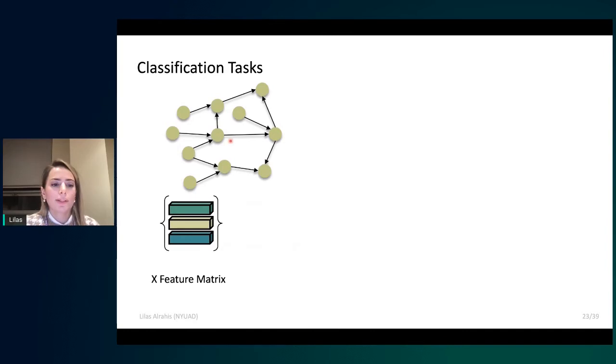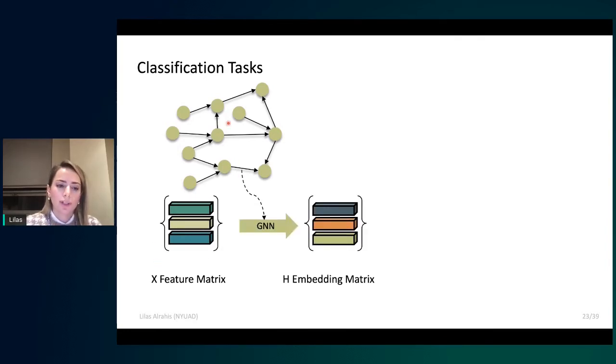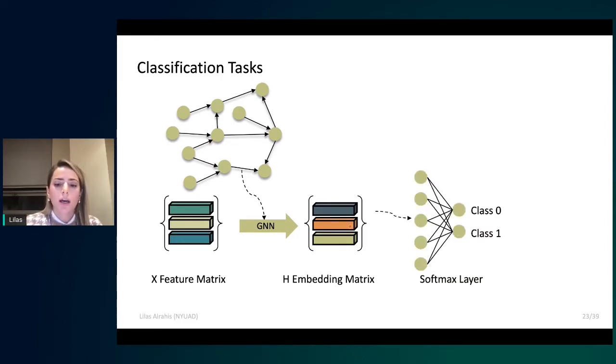So in summary, we take the graph, we have the initial feature matrix, we feed both the graph and the feature matrix to the GNN. The GNN will be generating this H embedding matrix, which will be passed to this classification stage. In this example, I'm showing classification. And mostly in our work, we focus on classification. As I mentioned in the beginning, we can solve other tasks like regression, but everything you're going to be seeing today is related to classification.